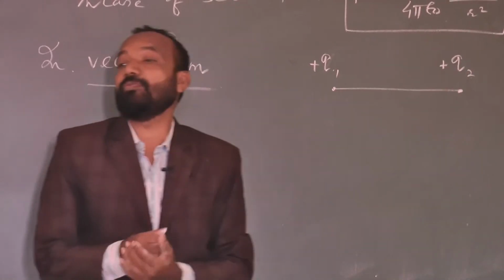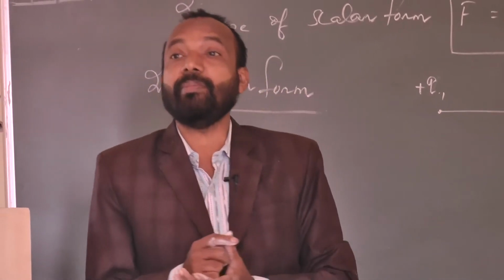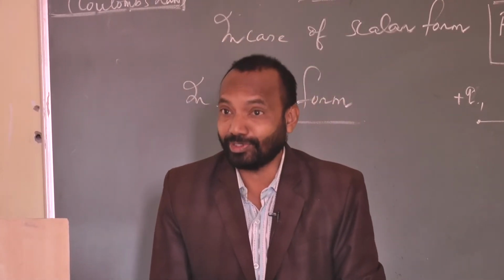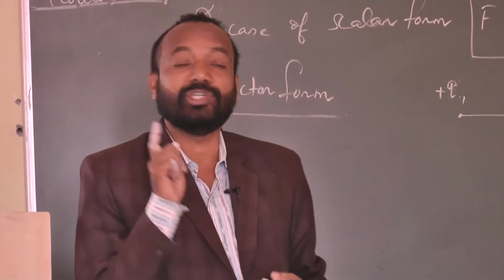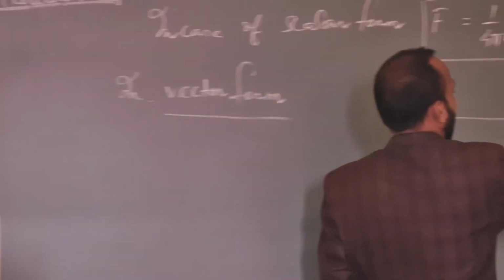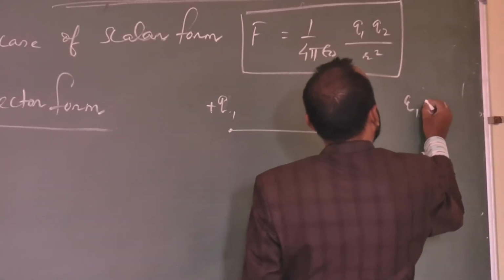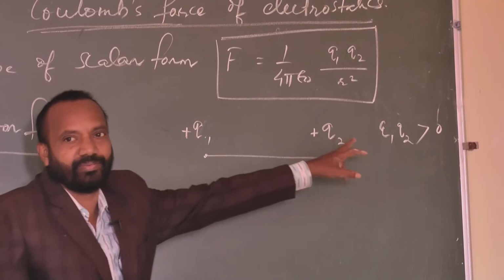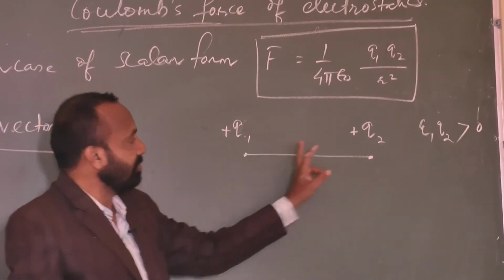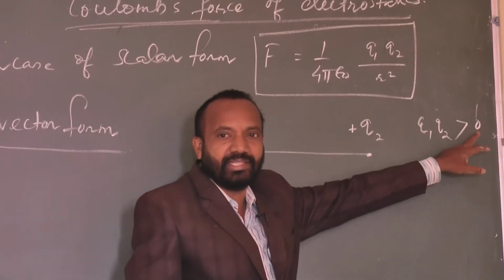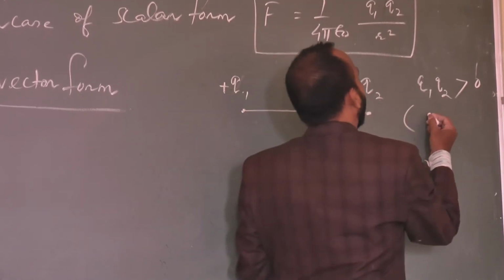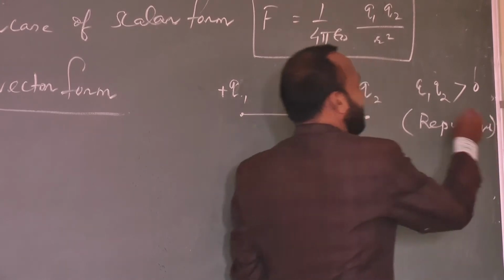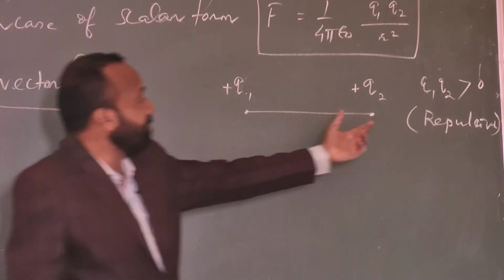In case of repulsive force, the product of the two charges is greater than 0. So if it is two charges, q1 and q2, like positive charges, and the product q1 q2 is greater than 0, then the force of interaction will be repulsive.